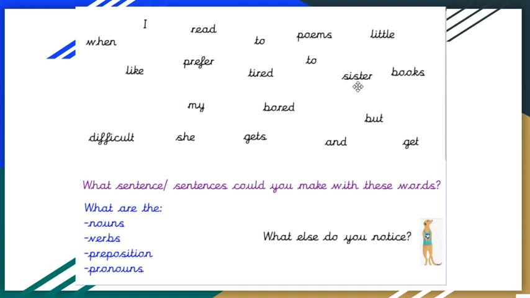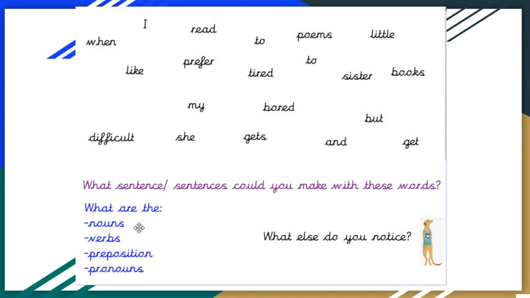Then I'm going to have a little look around, see if I can see any adjectives that we might have used to build the sentence up to describe the sister. So have a little look. Can you see any? I can see little. So when I read to my little sister, she gets bored, for example. I haven't used all of the words there. So pause and see if you can make a number of sentences, see if you can make a sentence using all of these words.